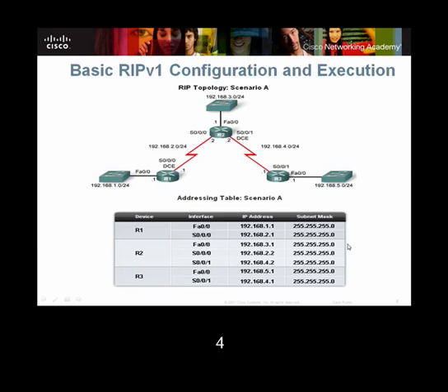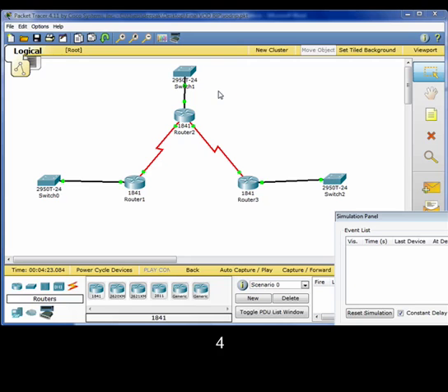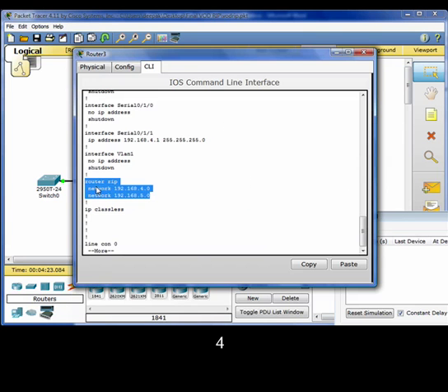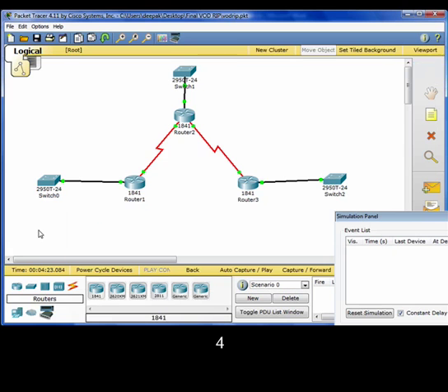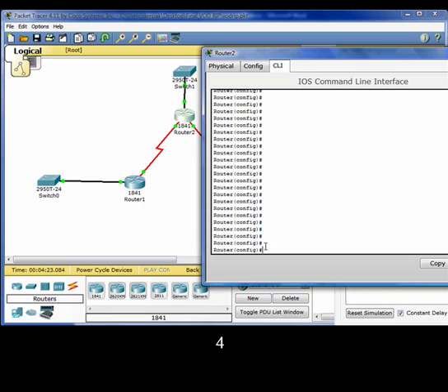Here's a simple topology for you to better understand RIP, and for this purpose we will use a Packet Tracer activity. Okay, so this network is configured with respect to the topology in the previous slide, and RIP has been configured on router 3 and router 1. So what we're going to do is, let's configure RIP on router 2.